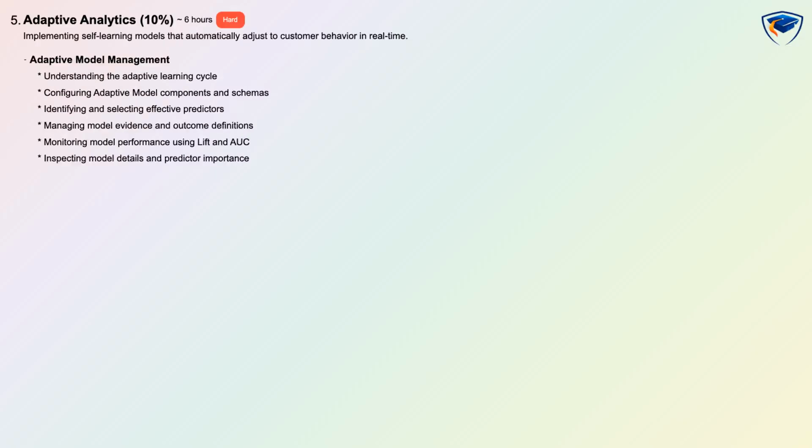Adaptive analytics is 10% and focuses on implementing self-learning models that automatically adjust to customer behavior in real time. The syllabus covers understanding the adaptive learning cycle, configuring adaptive model components and schemas, and identifying and selecting effective predictors. You will manage model evidence and outcome definitions, monitor model performance using LIFT and AUC, and inspect model details and predictor importance. This domain is marked hard, assessed conceptually and with scenarios, and the recommended study time is 6 hours.